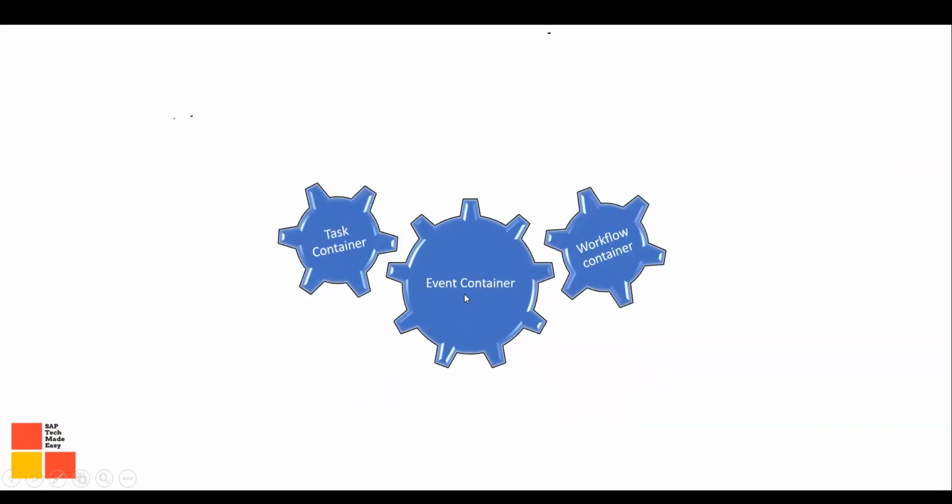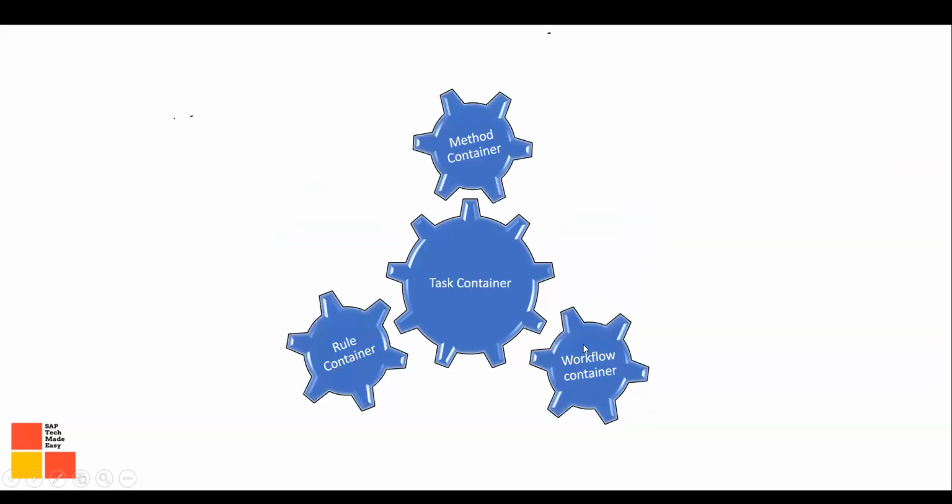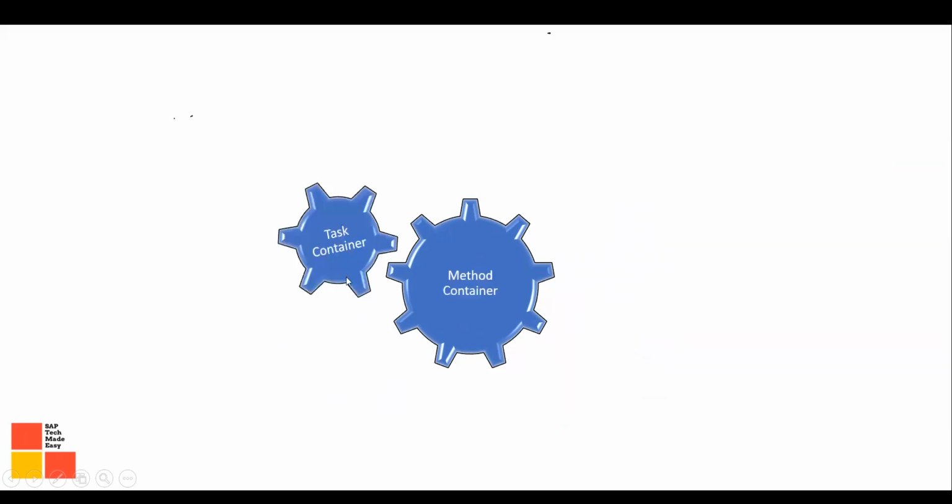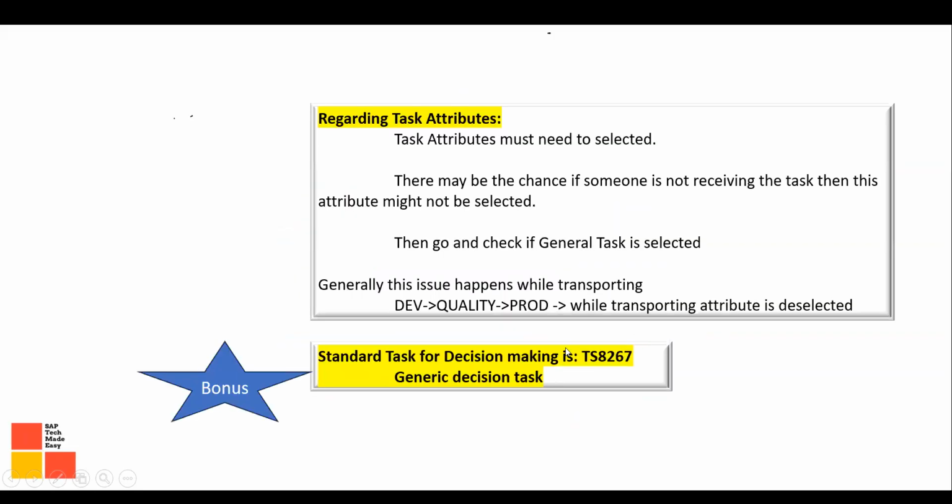Similarly, an event container can exchange data with either a task container or a workflow container. Again, just the theoretical part: a task container can exchange data with a method, a rule, or a workflow. This is to and fro, not in only one direction. A method can pass to a task and a task can pass to a method. It works both ways. Workflow to rule, rule to workflow. Fine.